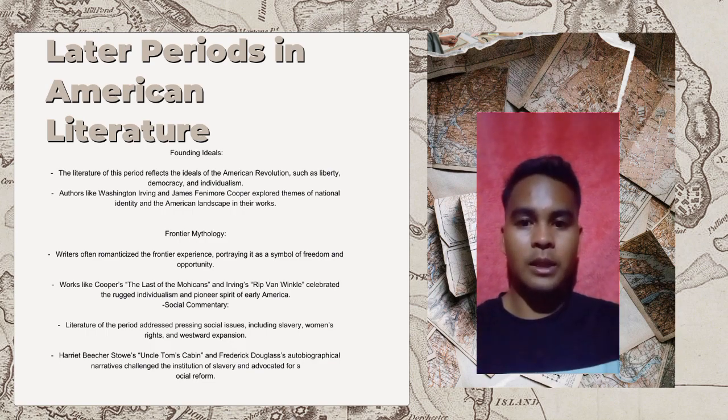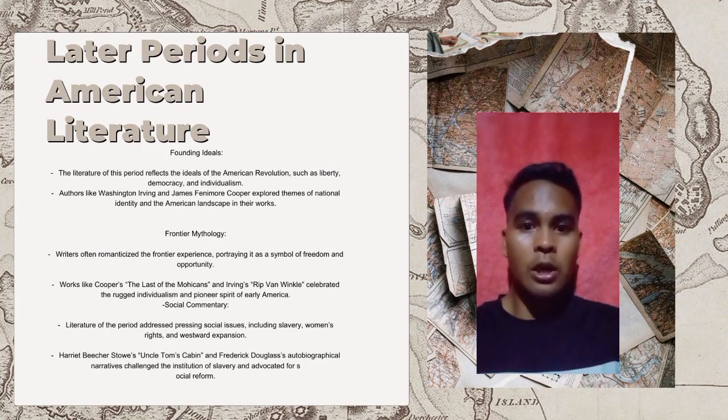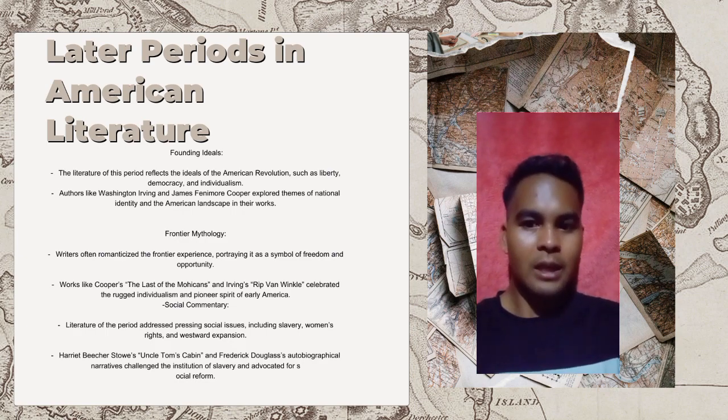So now let's proceed to the first one, the founding ideals. During the American Republic period, the literature of this period reflects ideals of the American Revolution such as liberty, democracy, and individualism. Authors like Washington Irving and James Fenimore Cooper explored themes of national identity and the American landscape in their works.